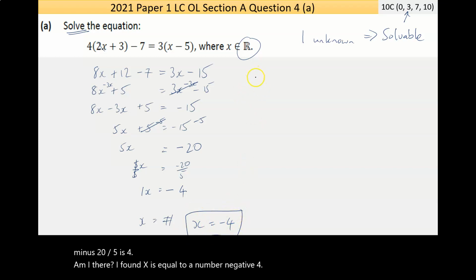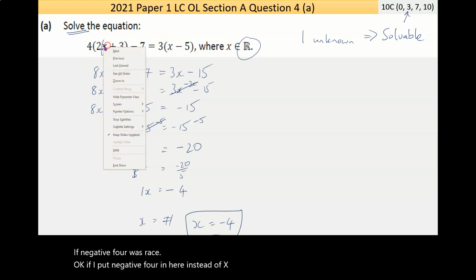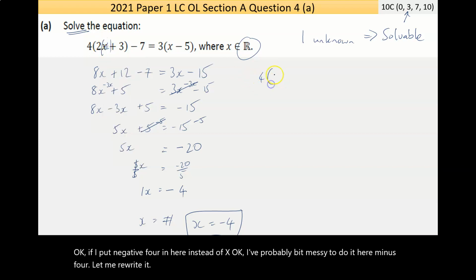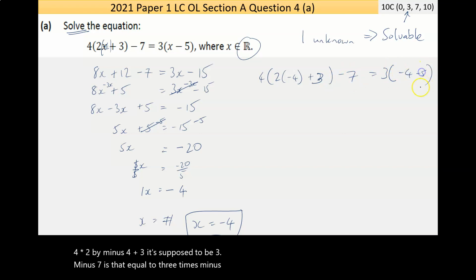Now, if negative 4 was right, if I put negative 4 in here instead of x, now, probably a bit messy to do it here. Actually, let me rewrite it. 4 times (2 times minus 4 plus 3), minus 7. Is that equal to 3 times minus 4 minus 5?